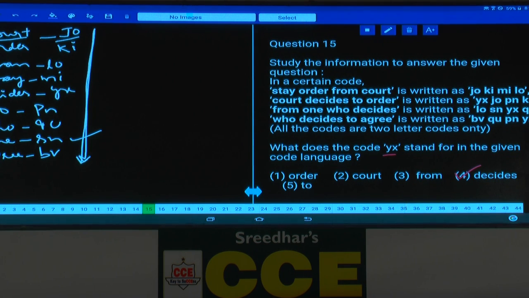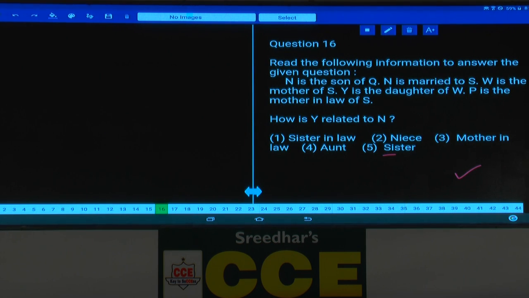Now these two questions, 16 and 17, are based on blood relations. N is the son of Q. N is married to S. As N is married to S, N is a male and S is a female. W is the mother of S. Y is the daughter of W.